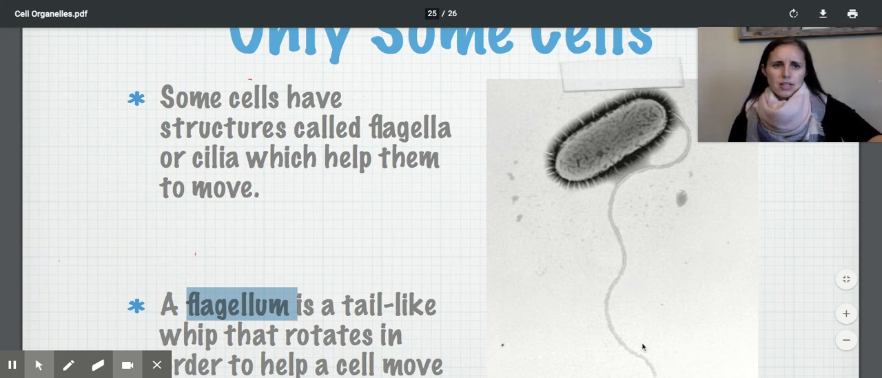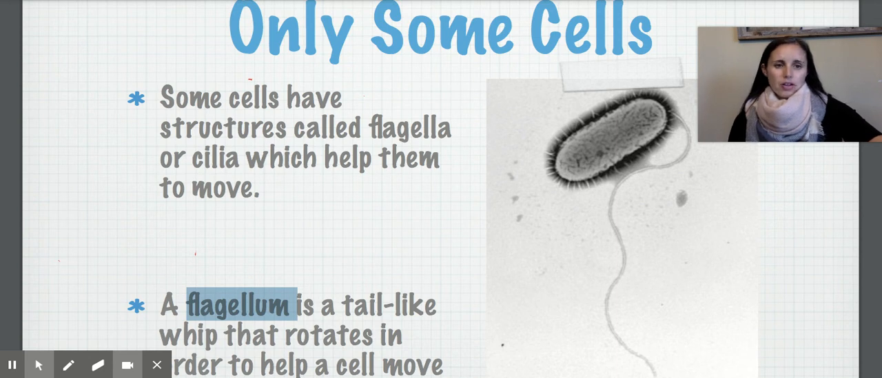Not all cells need to move. In your body, a lot of your cells are stationary. They don't need to move around. They don't need to swim around, so they won't have this flagella. Cells that are required to move in your body will have this long whip-like tail, and it allows them to swim.